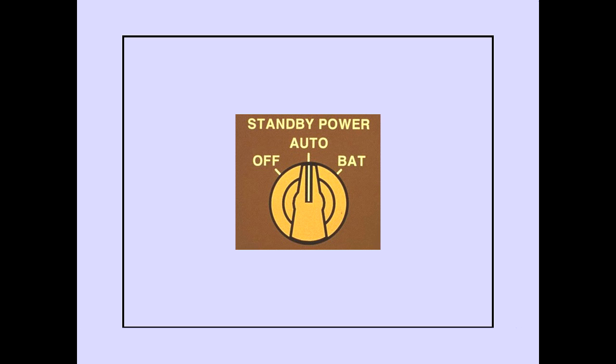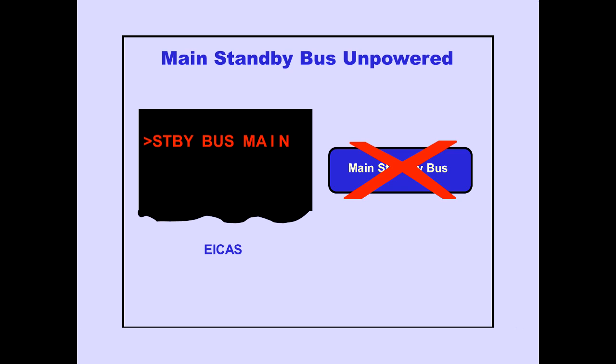Let's now discuss the battery position of the standby power selector. Rotating the standby power selector to battery with the battery switch on disables the main battery charger and allows the standby bus to be powered from the main battery. The battery position is used for ground operations only. The ICAS advisory message, Standby Bus Main, is displayed if the main standby bus is unpowered.